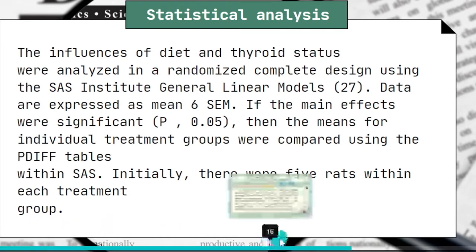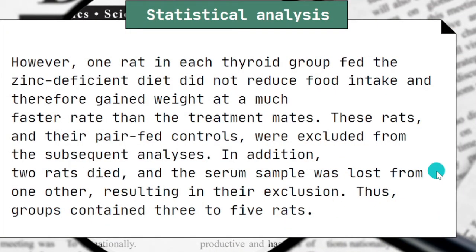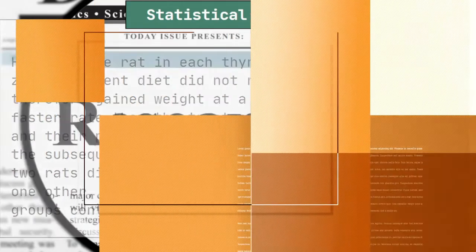Initially, there were 5 rats within each treatment group. However, one rat in each thyroid group fed the zinc-deficient diet did not reduce food intake and therefore gained weight at a much faster rate than the treatment mates. These rats and their pair-fed controls were excluded from the subsequent analysis. In addition, 2 rats died and the serum sample was lost from one other, resulting in their exclusion. Thus, groups contained 3 to 5 rats.